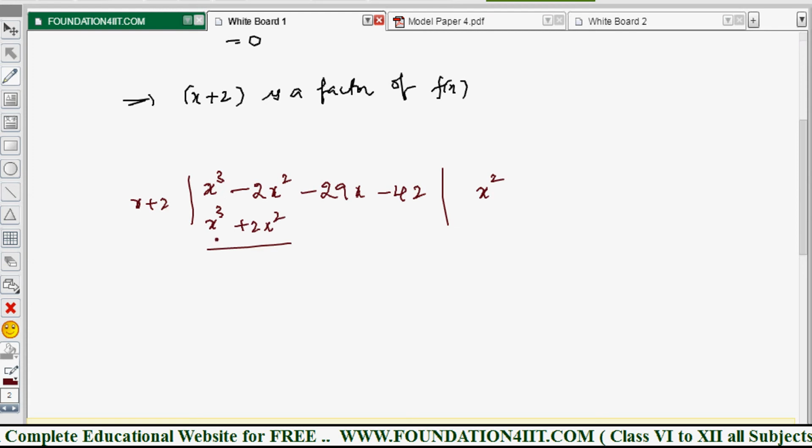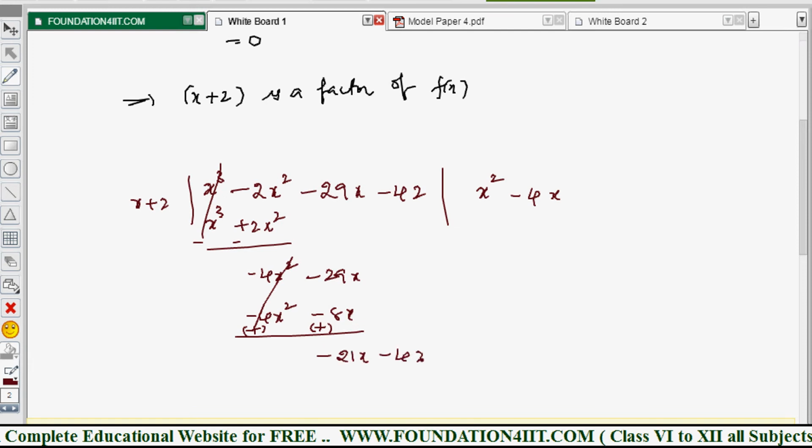Subtract this. Change the sign, minus minus get cancelled. Minus 2x square minus 2x square is minus 4x square, and bring down the next term, minus 29x. Now the first term is x, and we have minus 4x square. So to get minus 4x square, you should multiply with minus 4x. Minus 4x into x is minus 4x square, and minus 4x into 2 is minus 8x. You just change the sign. Minus is plus, minus is plus. We cancel. Minus 29 plus 8, so minus 21x, and minus 42 is the next term.